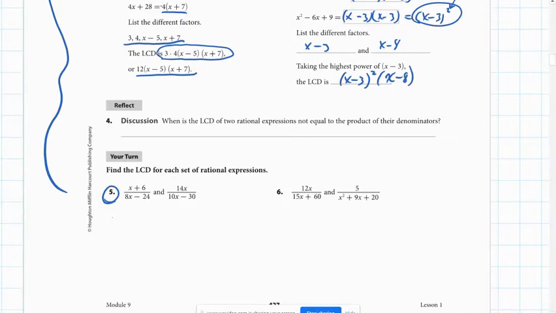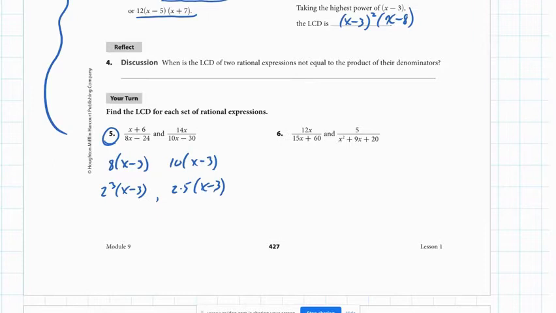So if we factor this first denominator, we would have 8 times x minus 3. And factoring the second denominator, we have 10 times x minus 3. And so if we factor the 8 and the 10, this is 2 cubed times x minus 3. And then this is 2 times 5 times x minus 3. That'll help to find our least common denominator.